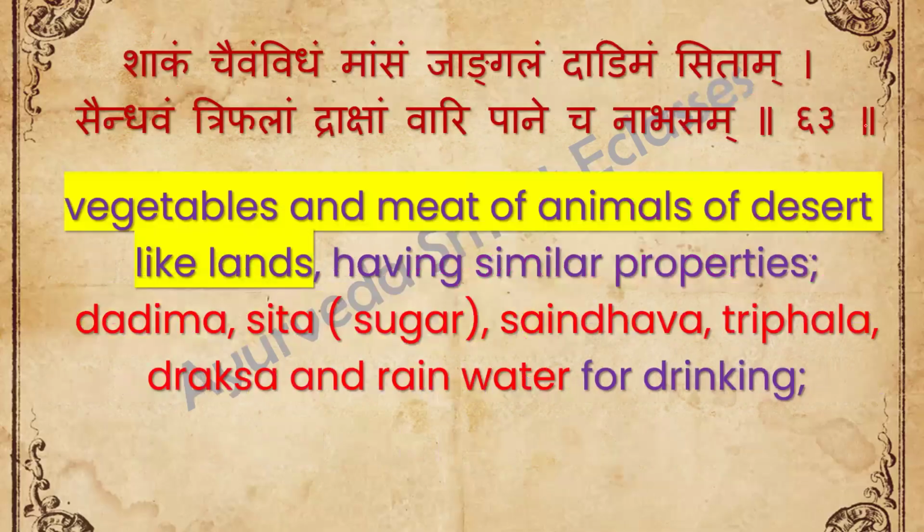the eye. Shagam chaiva vidam mamsam chankanam dhadimam siddham saindavam tribalam draksham vari pane chanabasam. Vegetables and meats of animals of the desert, that is Jangala mamsam, and having similar property, also dhadima, siddha, saindava, tribala, draksha, vari pane chanabasam for drinking rainwater.